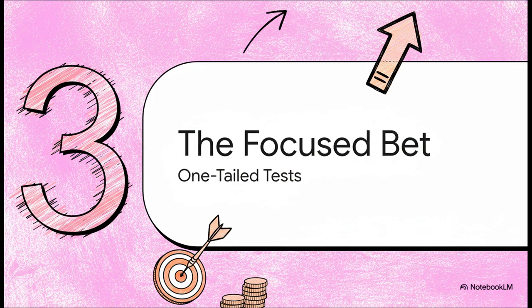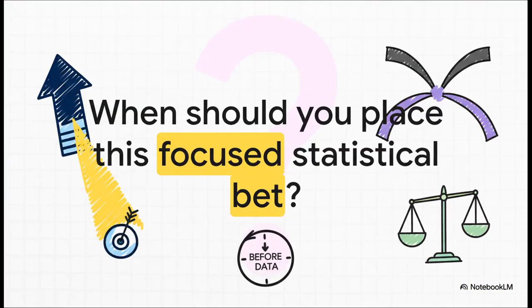First up, the one-tailed test. The best way to think about this is like you're a gambler making a very specific, very focused bet. You're not just saying things will be different. You're confidently predicting the exact direction of that difference. You're calling your shot. Now, this is a more powerful kind of test. But you know what they say? With great power comes great responsibility. You can't just use it whenever you feel like it. So, what are the actual rules for placing this kind of focused statistical bet?